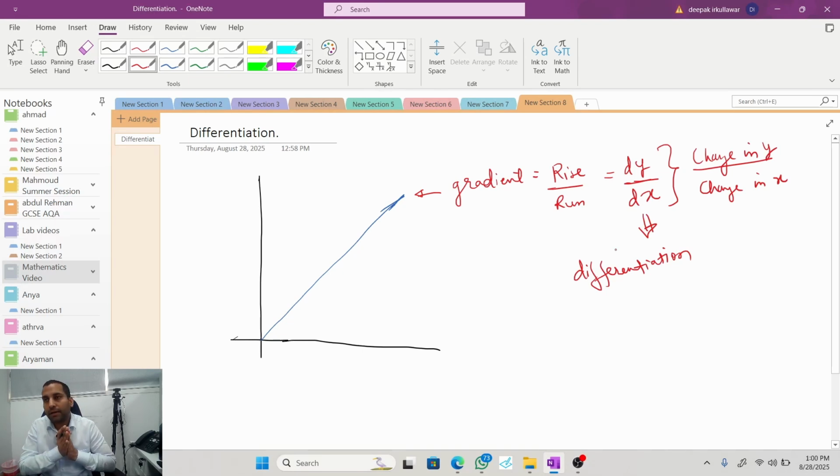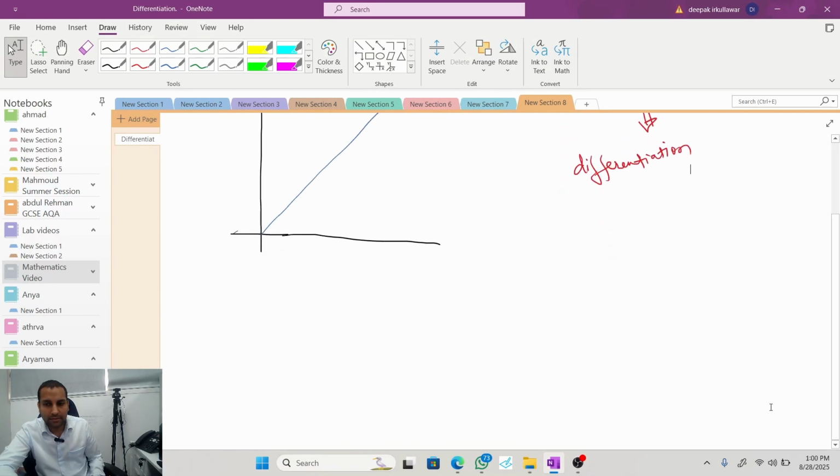Now there are multiple things. This differentiation technique can be used in optimization, and in kinematics, where you are finding a velocity from a displacement-time graph, or finding acceleration from a velocity-time graph. There are multiple applications of differentiation, which we will slowly understand in coming classes. As of now, you just need to know the basic idea that the gradient is nothing but your differentiation. We will dive deeper into it as the class progresses.